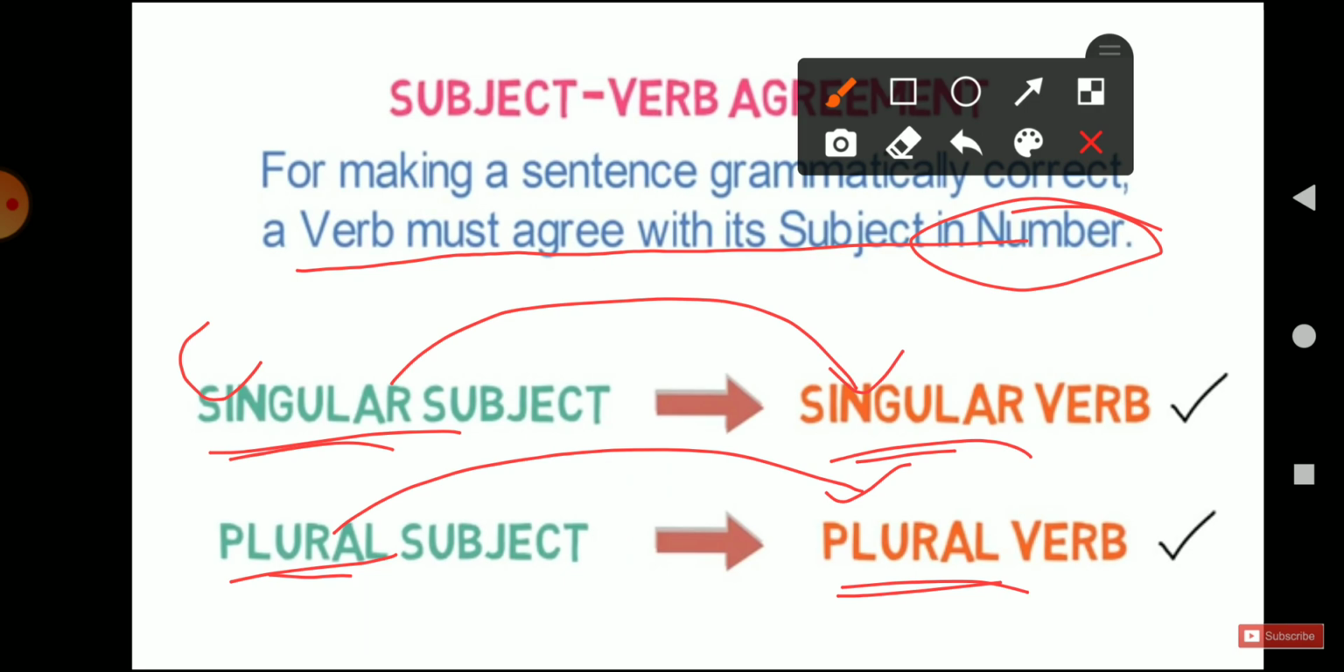Now both these ideas are clear to all of you: subject-verb agreement says that to make the sentence grammatically correct, the verb must agree with the subject in number. In number basically means that if the subject is singular, the verb should also be singular, and if the subject is plural, the verb should also be plural.